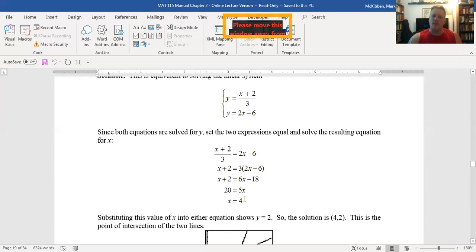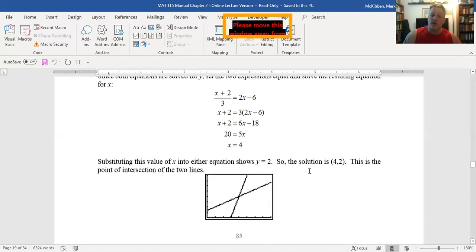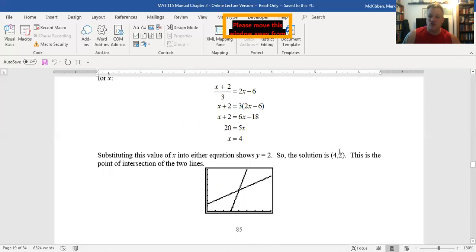But remember, I want the point. And so to find the y coordinate, I put this x equal to 4 back into either of these equations. Doesn't matter which one, because it has to give you the same y value for both. And so if you do that, if I put it in here, 2 times 4 is 8, minus 6 is 2. The y value of interest is 2. And so we know the point of intersection of these two lines is the point 4, 2. And you can actually see that illustrated in this picture here.